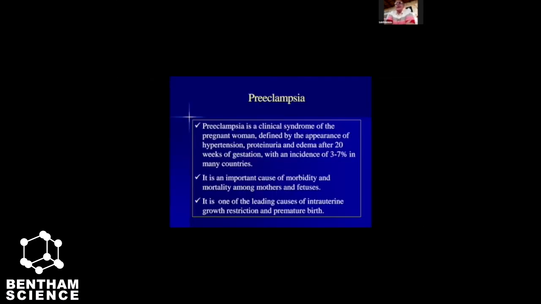Preeclampsia is a clinical syndrome of pregnant women defined by the appearance of hypertension, proteinuria, and edema after 20 weeks of gestation, with an incidence of 3 to 7% in many countries. It is an important cause of morbidity and mortality among mothers and fetuses, and it is one of the leading causes of intrauterine growth restriction.